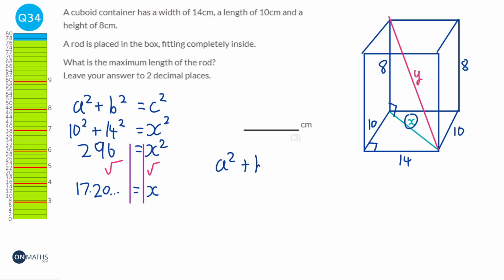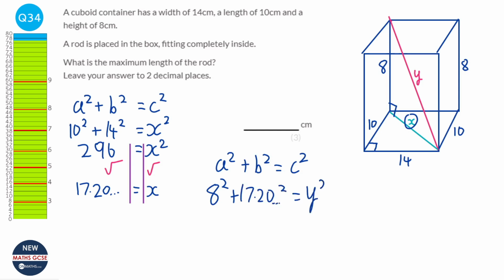A squared plus b squared equals c squared. Our a is 8, so 8 squared plus 17.20 blah blah blah squared equals, and then we're looking for y, so y squared. Now if I square the value that's in my calculator from before, the 17.20, and if I just click square it, it will put it back to 296, because I've square rooted it and then I'm just squaring it again. So it would be 64 plus 296 equals y squared. So I'm just going to add them together, which will be 360.